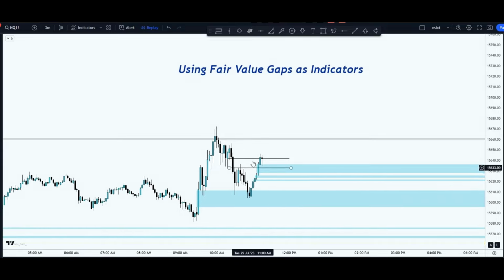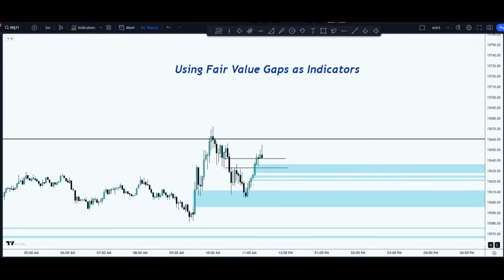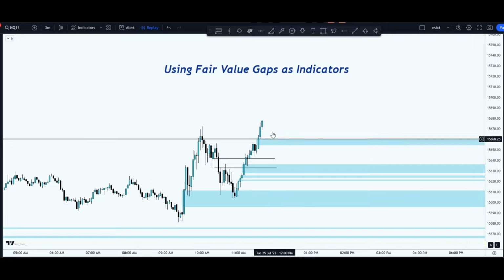That is how I use it in my trading. I'll use it as an indication of where price is going to go. And by disrespecting it, not closing inside of the fair value gap, that is an indication that bullish price action is likely to come. Let's go forward here and see if it plays out. Voila. As you can see there, it did in fact play out.